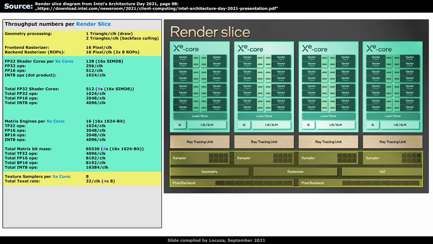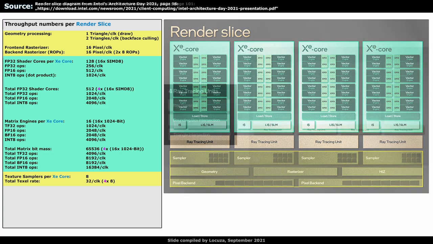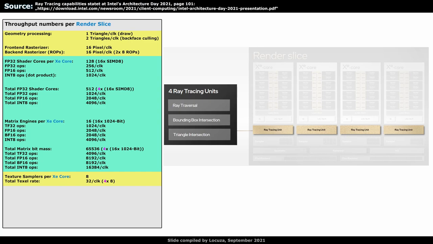Next up are the texture samplers with 8 units, where each unit can output 1 texel per clock, leading to 8 texels per Xe core and 32 texels for the whole Xe render slice. Lastly, a render slice has 4 ray tracing units, 1 per Xe core. That's another very important feature of XeHPG. Intel is stating that each ray tracing unit is handling intersection tests with box and triangle nodes and accelerates the traversal of the bounding volume hierarchy.